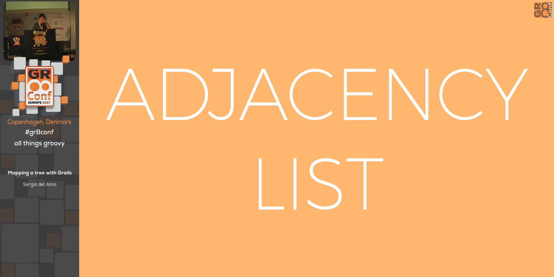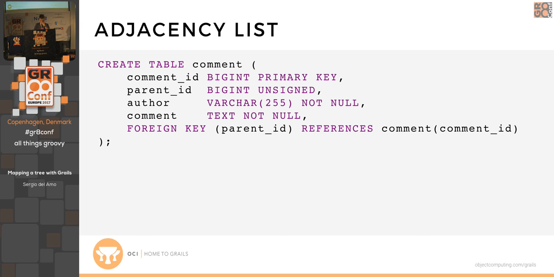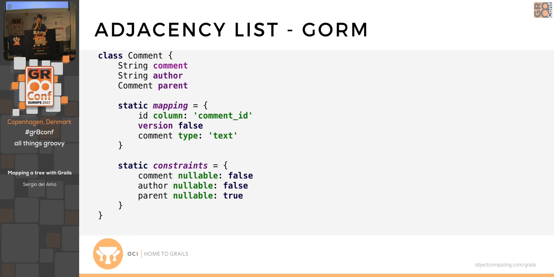Let's start with the one that we have already used for sure, called adjacency list. It's basically probably the most used software engineering design to map a tree in a database. We basically reference our parent node with a foreign key in the table. So in the comment table, we have the primary key, the parent ID, which is a foreign key to the same table, the author, which we are going to store directly as a name here, and a comment, for which we are going to allow a larger input. We could map this with GORM.